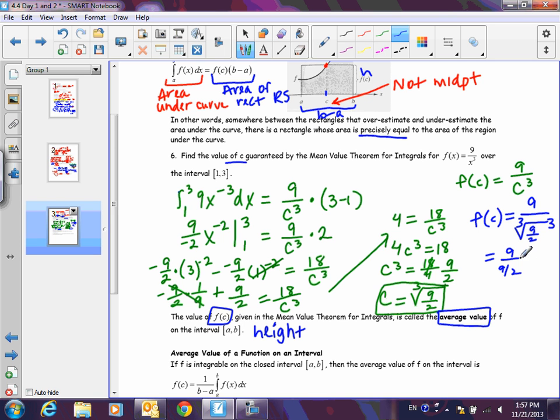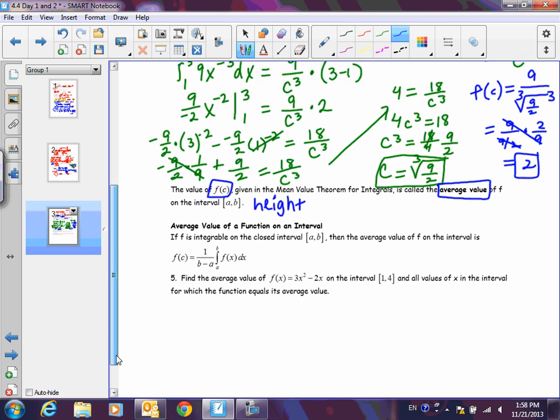It is 2. For those of you who aren't sure how you got 2, think of it this way. Dividing by 9/2 is the same as multiplying by 2/9. The 9s cancel, and you're left with just 2. So that's the height. We've exhausted this problem. Let's move on to the next part.